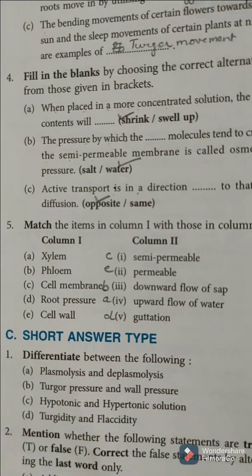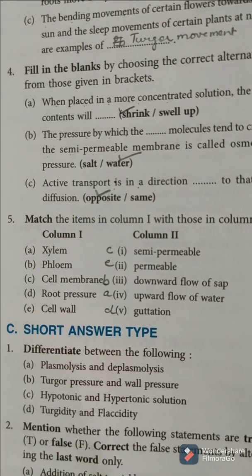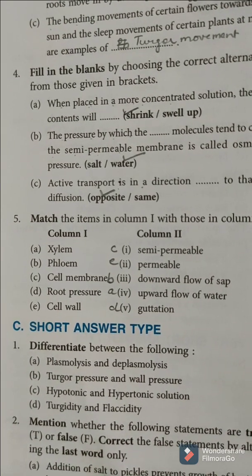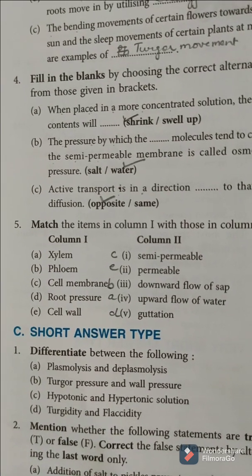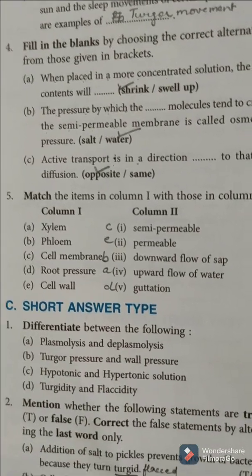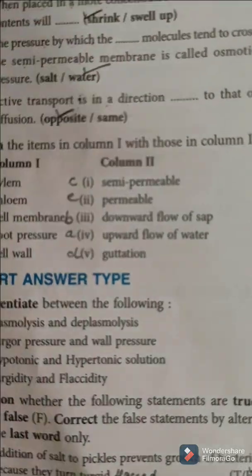Now match the column. Xylem, upward flow of water. Phloem, downward flow of sap. Cell membrane, it is semi-permeable. Root pressure, guttation is related to this. Cell wall, permeable. Now comes short answer type questions.